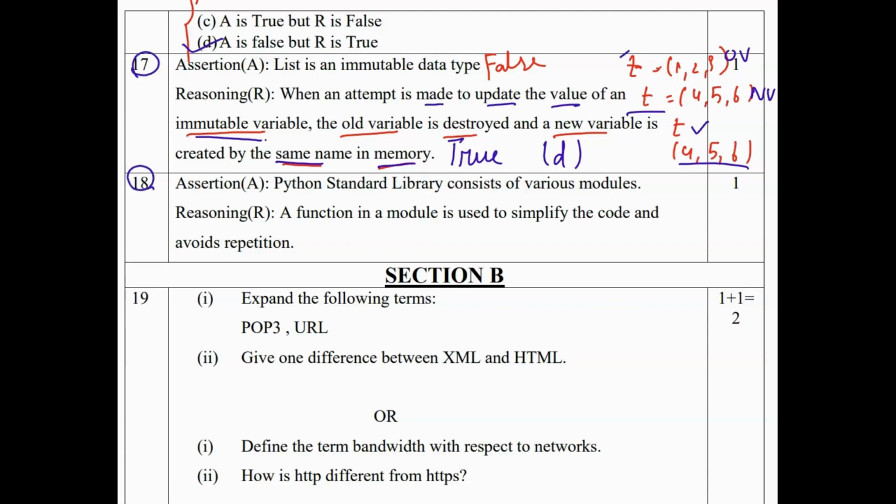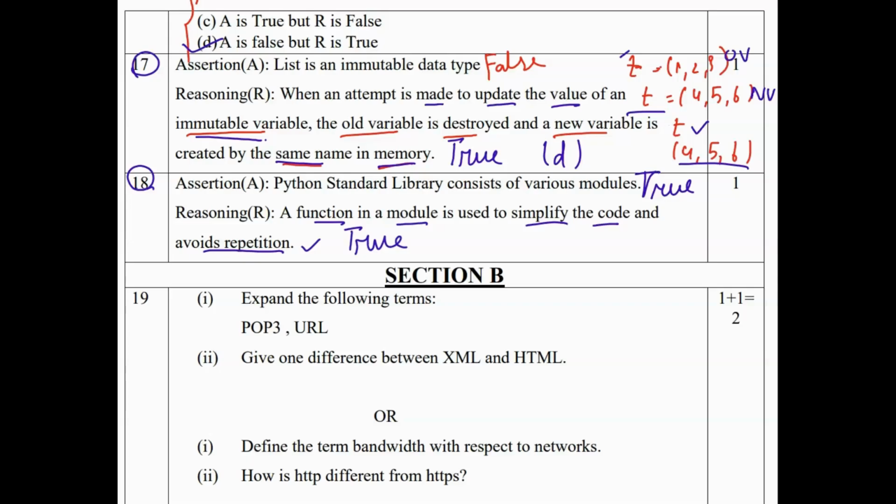For question number 18, the assertion given is: Python standard library consists of various modules. Yes, it is true. We have various modules under the library. The reasoning given here is: a function in a module is used to simplify the code and it avoids repetition. Yes, this is also true. The function is for simplifying the code and avoiding repetition. Whenever the function is called, it makes our code faster and easier. That is the function's role. So here also it is true.